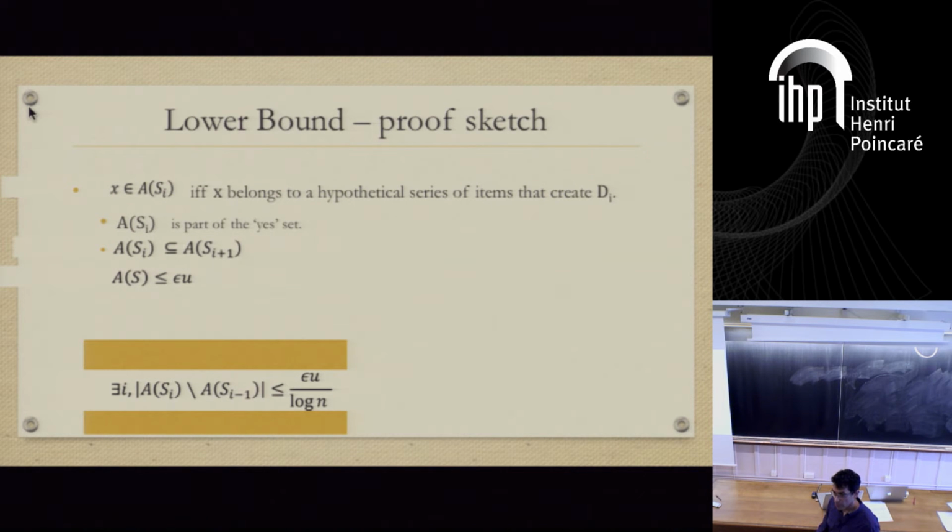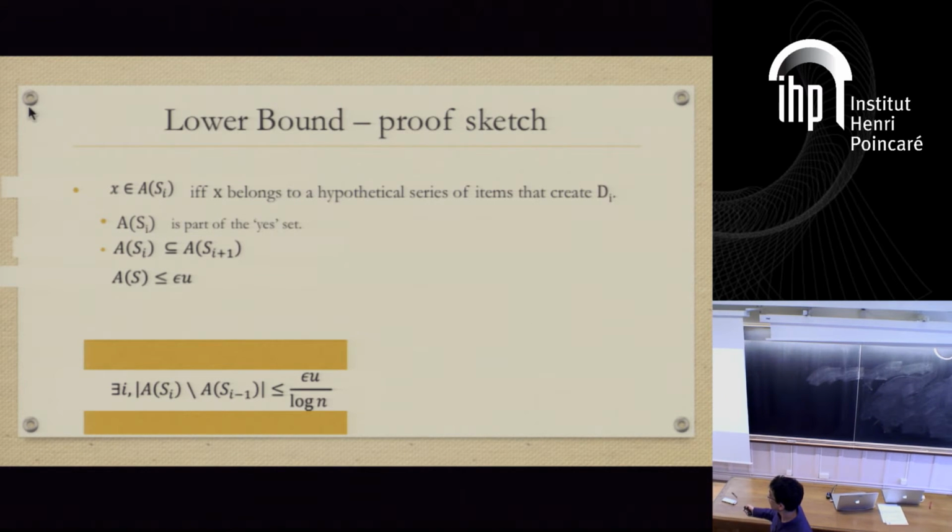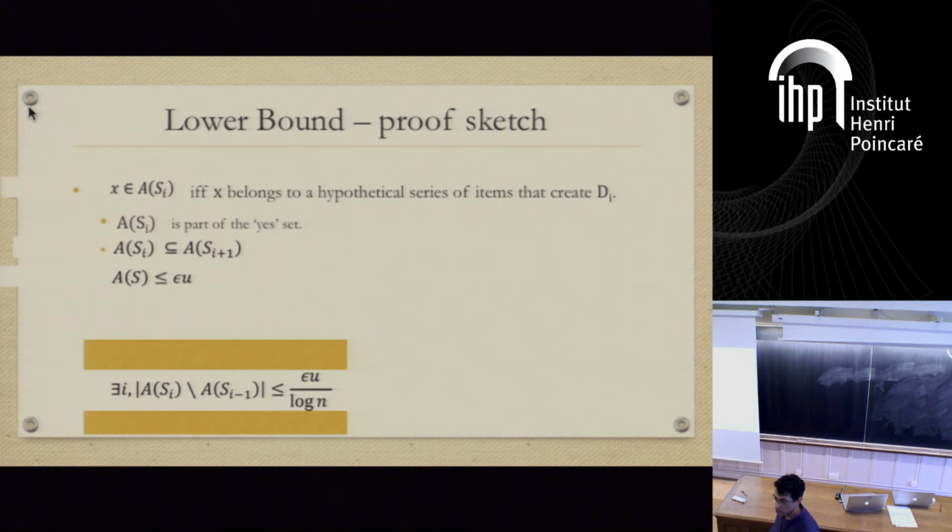Right? I mean, the way you define if somebody was... No, it's a containment. The set is only growing, and A of S is a subset of the yes instance. So A of S is at most epsilon u in size.